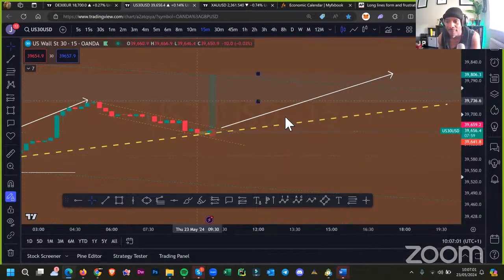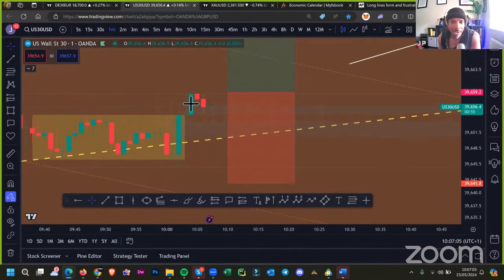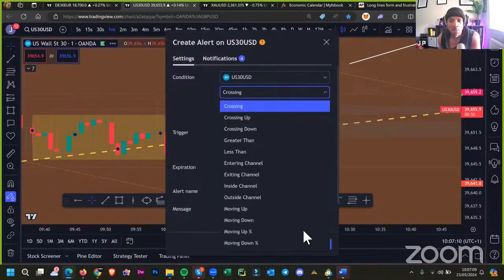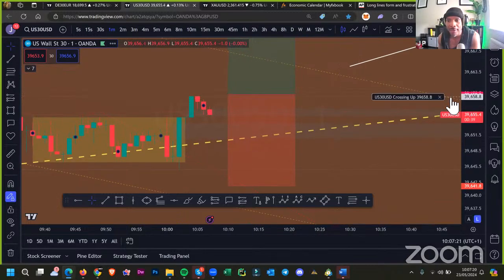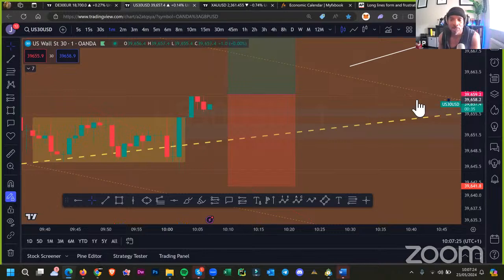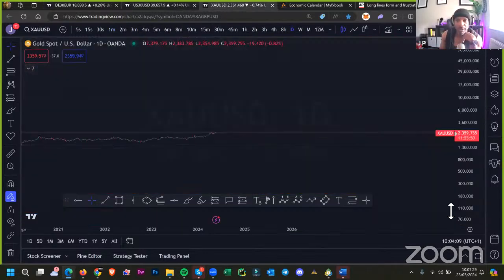Or furthermore, I will have my robots. Have a look at my little robot here. I'm going to right click, add an alert, crossing up. That's my little robot. His job is to stand there, do not move, do not blink, don't go to the toilet, don't chat to nobody. Just stay right here. And as and when price comes up here and passes you, ring the bell. It's his only job. It does it well. Okay. But yeah, so that's what I think.